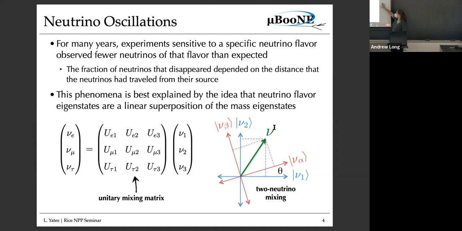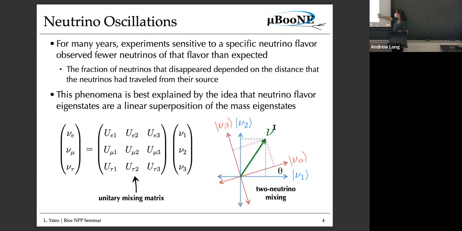The end result is that this phenomenon is best explained by the idea that the neutrino flavor eigenstates, the ones that we put in our little standard model chart, nu e, nu mu, and nu tau, are not equivalent to the mass eigenstates, but they're actually some linear superposition of them. So we get this unitary mixing matrix. This is the equivalent of the CKM matrix in the quark sector, if that's something that you're familiar with. And we get this mixing between the states.